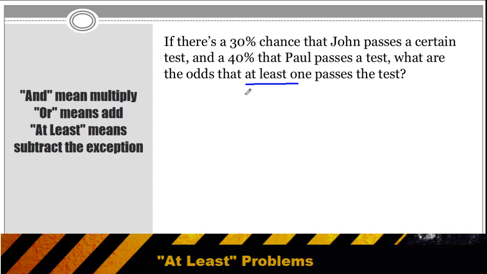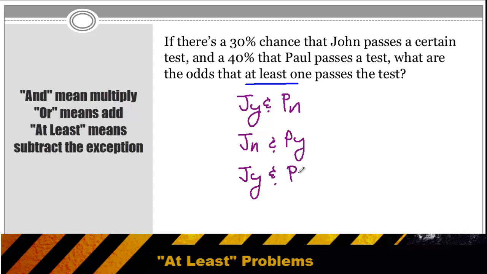So we're going to list out the different ways that at least one could pass the test. First, John could be a yes, he could pass, and Paul could be a no. Or John could be a no, and Paul could be a yes. Or they could both pass. John could be a yes, and Paul could also be a yes. Since I used the word "and" to describe the situation, I'm going to multiply their individual probabilities.